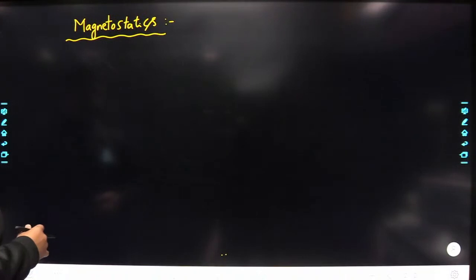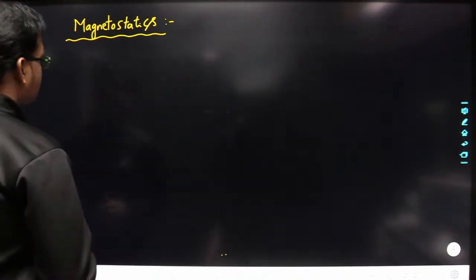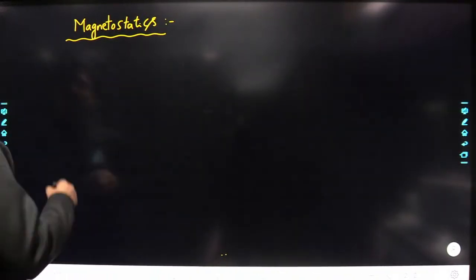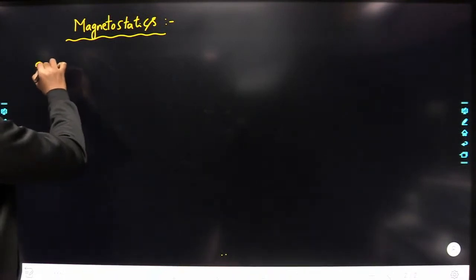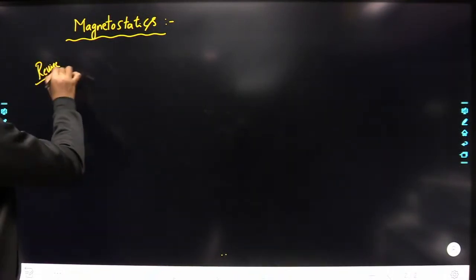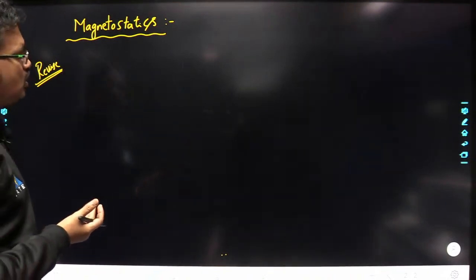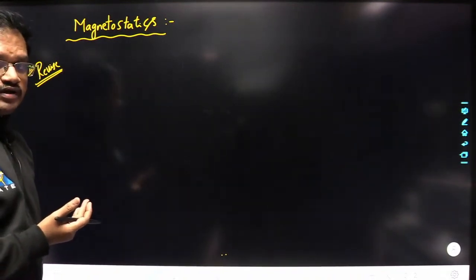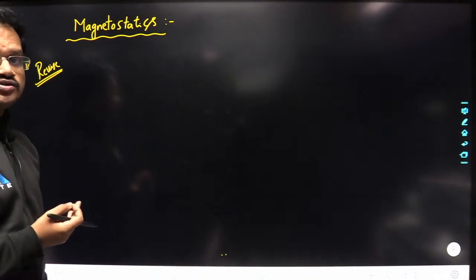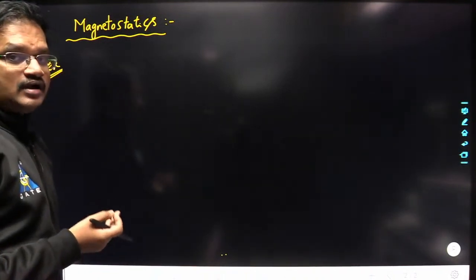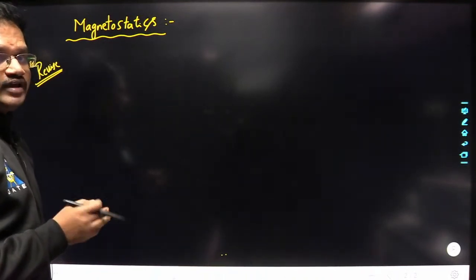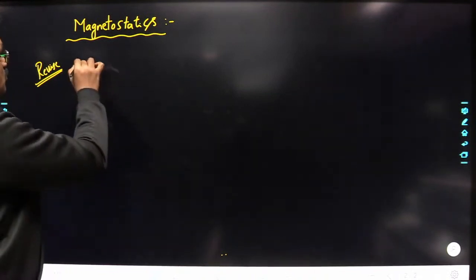So, in the previous session, I will just revise whatever we have done. In the previous session, I gave one statement. What is that statement? Magnetism is caused by only moving charges and is also felt by only moving charges.